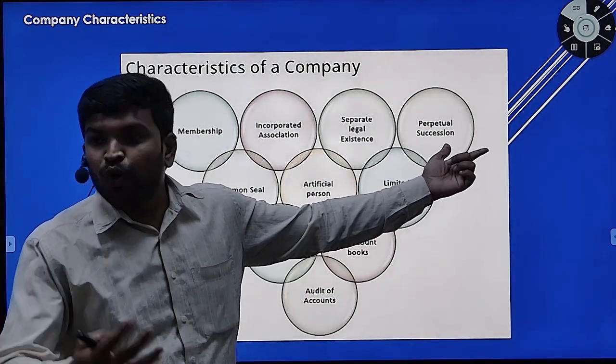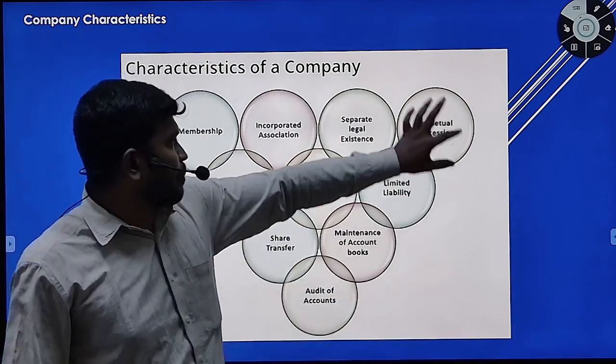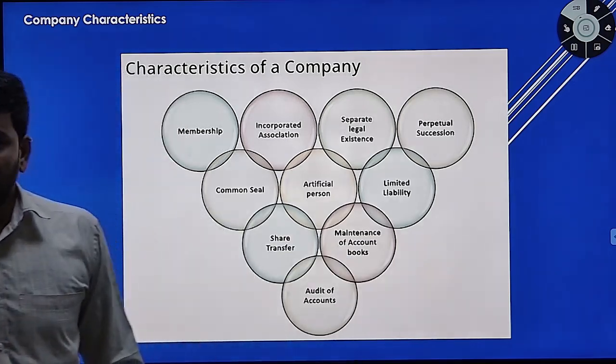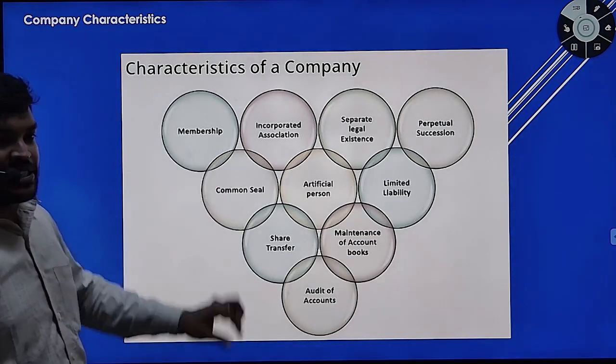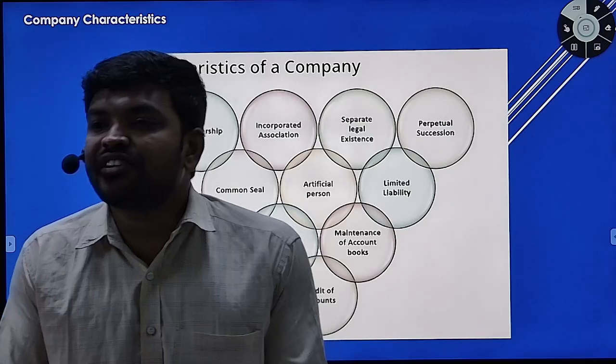Shareholders may come and go, but the company will remain for years together. This is called perpetual succession. Clear? Next, common seal. A company is an artificial person.